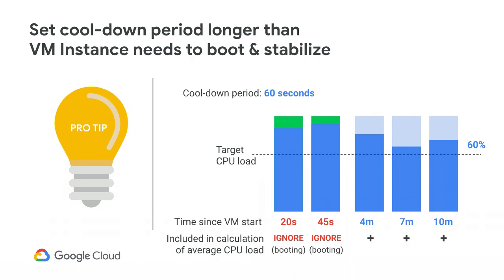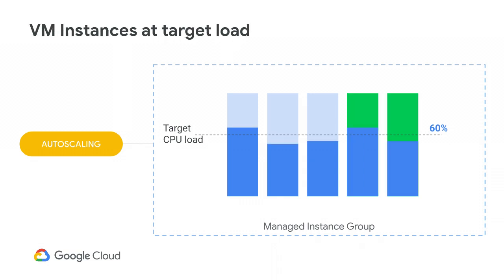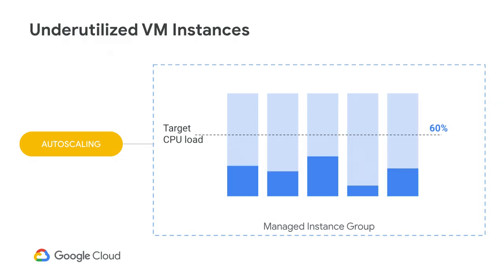So let's see how autoscaling works. Let's say you have 3 overloaded machines and the target load of 60%. Autoscaler will notice that the average load is way above the target, and will create 2 more machines to bring the average load back to the target. Now, if the load goes down over time, Autoscaler will notice again that the average is now significantly lower than the target and will remove the extra machines to bring it back to the target. That's how it works in a nutshell.